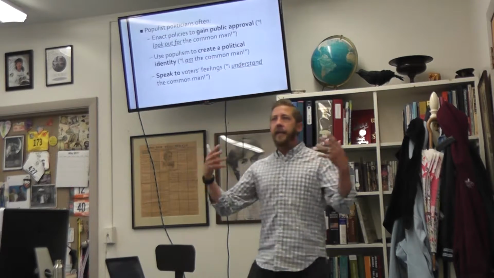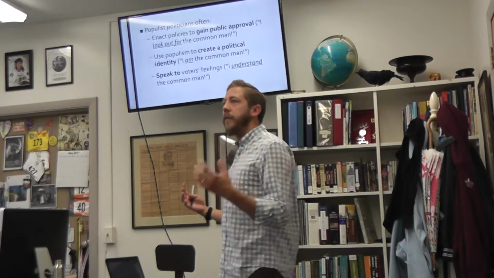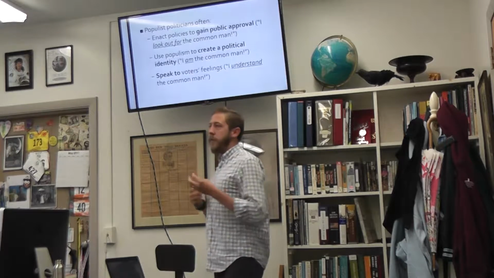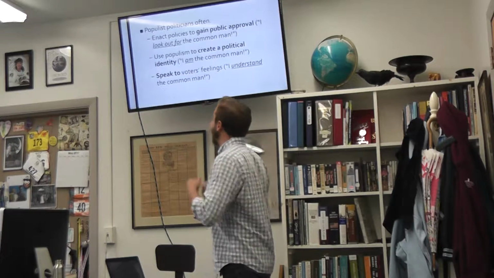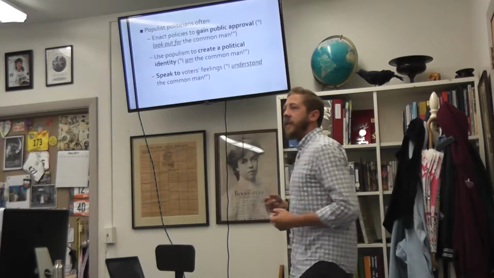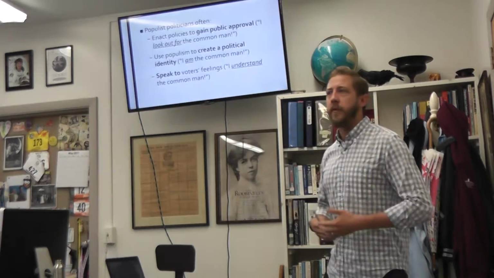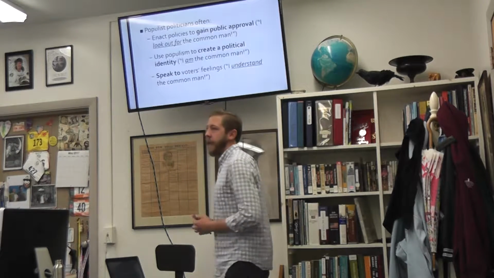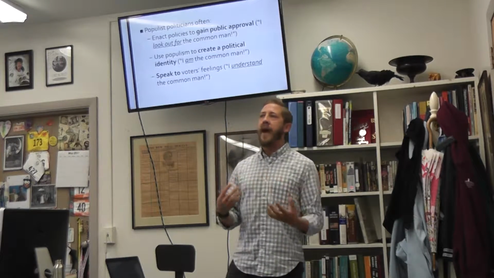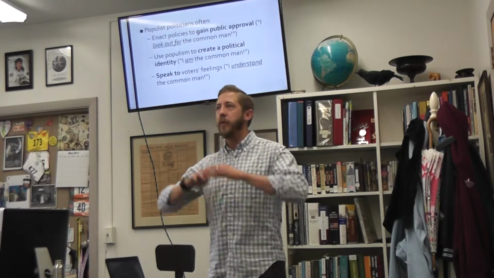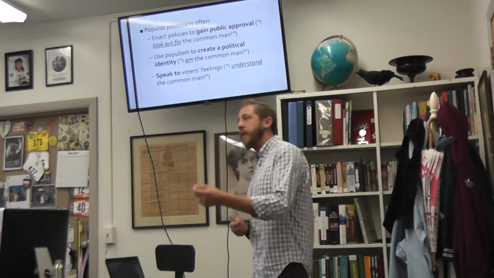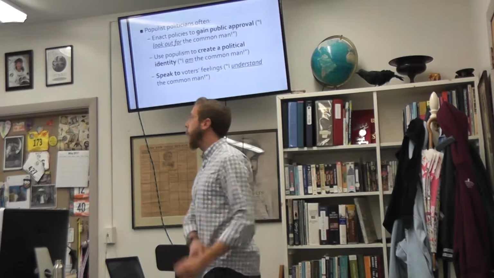So 3 key themes I want you to look for as we're going through these cartoons. Populist politicians often do 3 crucial things. They can enact policies that garner public approval or gain public support. They're popular policies. The second thing a lot of them do is craft their own identity. They portray themselves as the common man. I'm one of you. I look like you. I live just like you do.